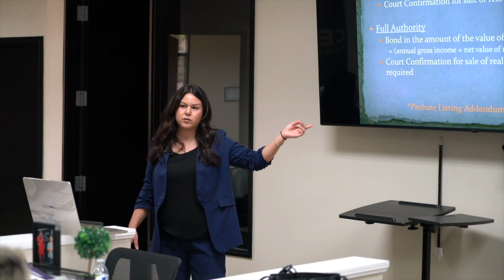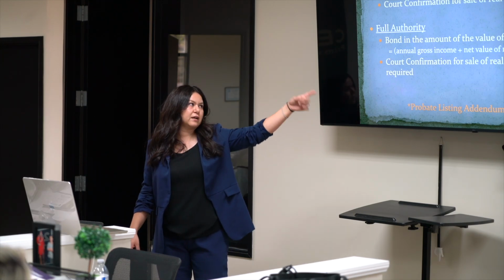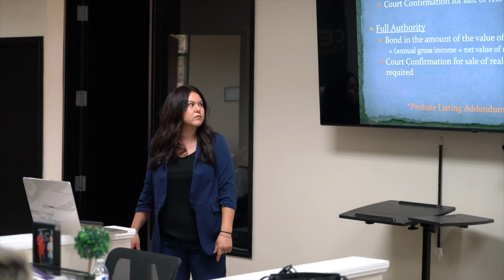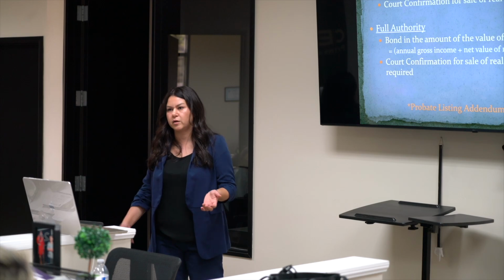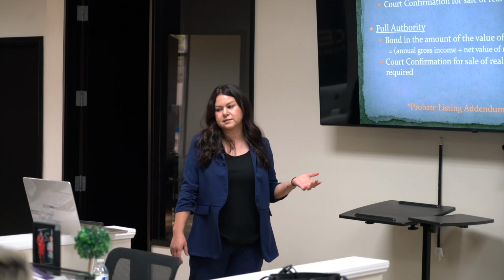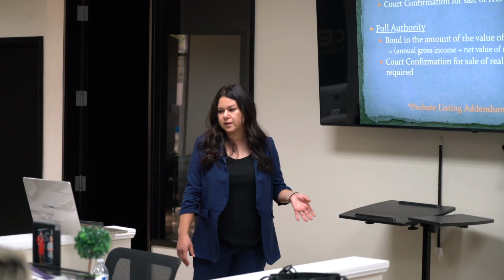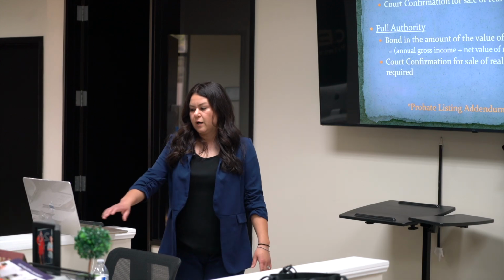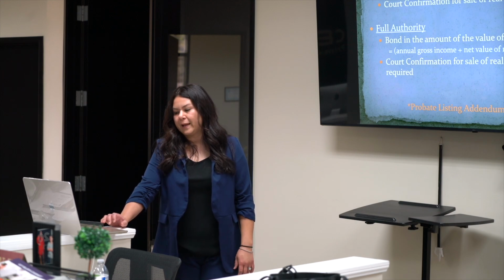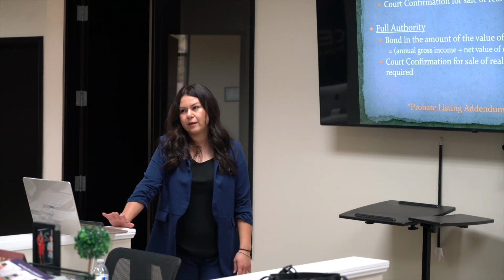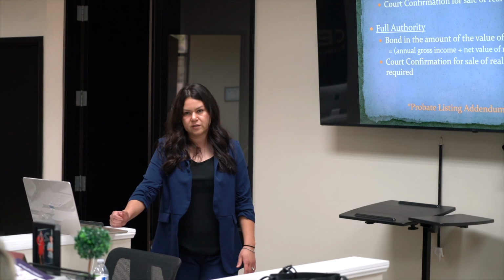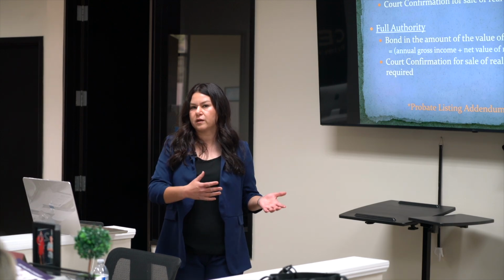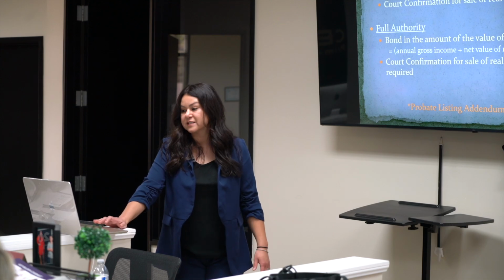So the bond is always higher when you're going full authority. It's actually the value of the estate. So if there's an annual gross income, you add that plus the net value of the real property, which will give you your bond amount. Like I said, sometimes it's not possible to do it because the person doesn't qualify for the bond. The court confirmation may be required, and I say maybe because once you send out that notice that you're selling the property, if there's an objection, then you have to go get the sale confirmed by the court.